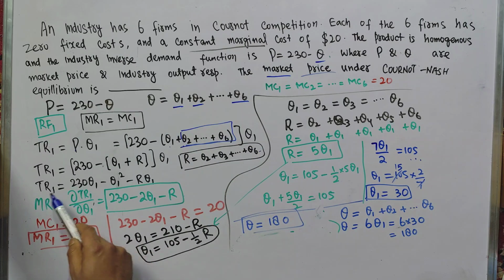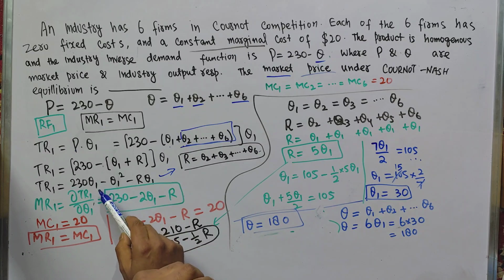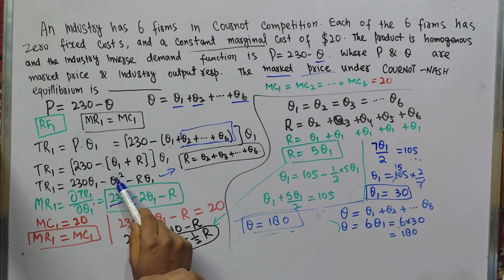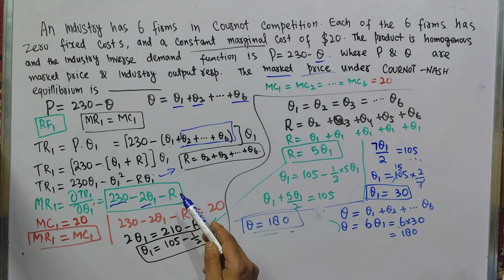Marginal revenue is simply the partial derivative of this revenue function with respect to output. Derivative of 230 Q1 is 230. Derivative of Q1 square is 2 Q1, and derivative of R Q1 is R. So marginal revenue of firm 1 is 230 minus 2 Q1 minus R.